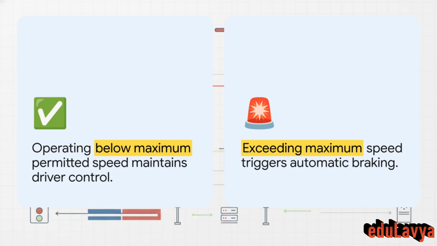The logic here is beautifully simple. If you operate below the maximum permitted speed, safely tucked under that curve, everything is totally normal and the driver keeps full control. But the second the train exceeds that maximum defined boundary and pushes up into overspeed territory, boom, the automatic brake immediately engages to force the speed back down into the safe zone. It just removes human guesswork entirely.